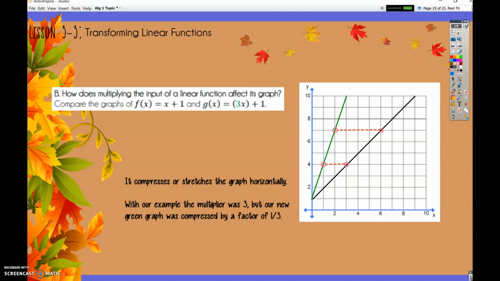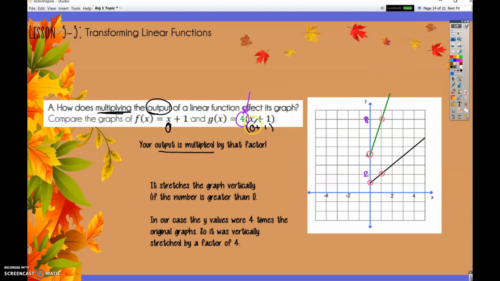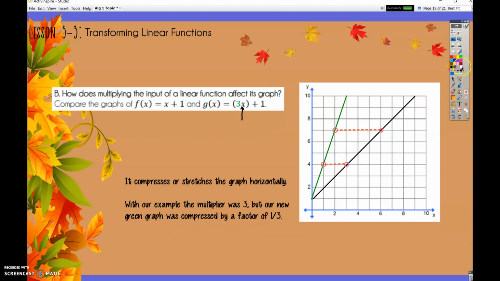So now we're going to talk about if we would multiply just the value we're putting into our equation by a number. So in the last example, we input a number for x, do our original equation work or operations, and then multiply our output by 4. That was a vertical stretch. Now we're going to input a number but multiply it by 3 first and then add 1.